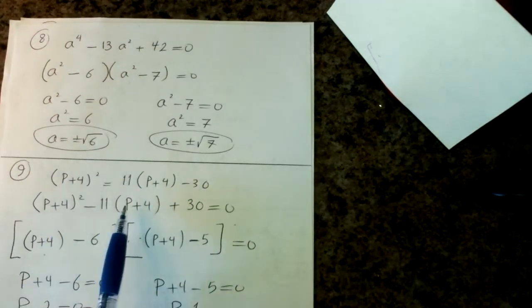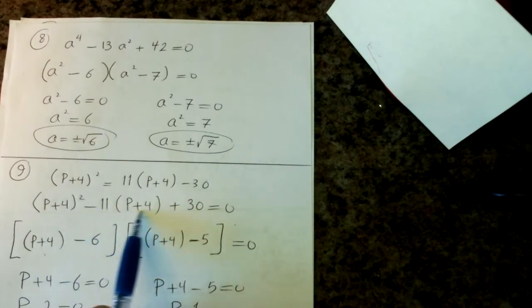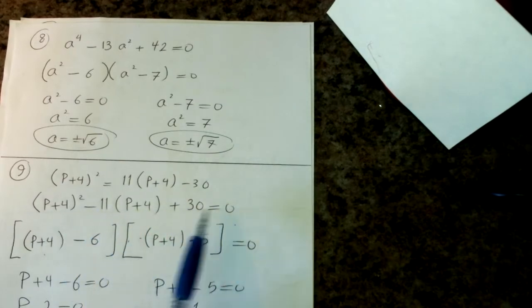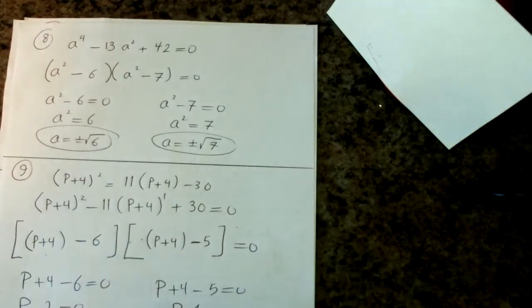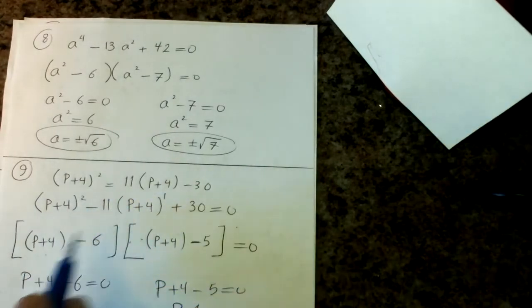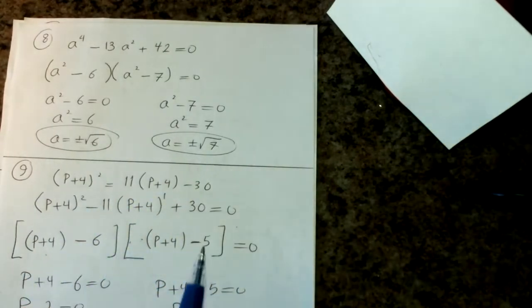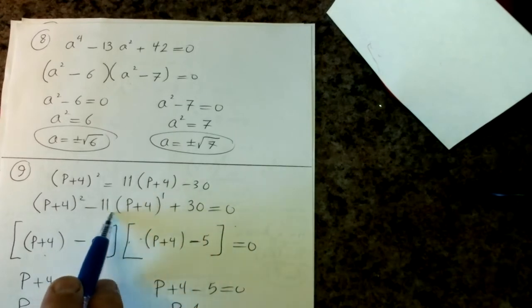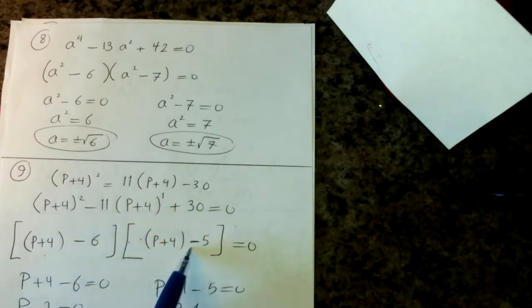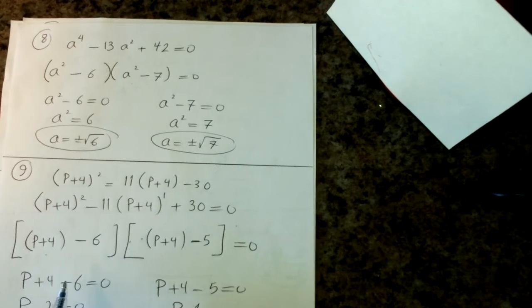Before I work on these problems, I bring everything to one side first, remember? Then, if the power was 1, now it's 2. You take this and you put it on each parenthesis. Find two numbers whose multiplication is positive 30, and when you subtract is -11. So -5 and -6.